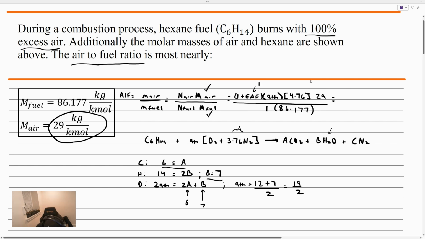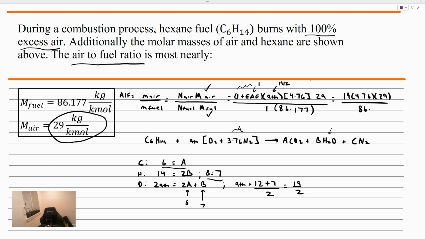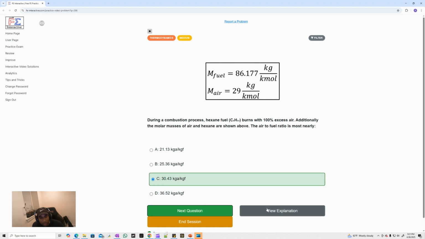If we go ahead and plug in that 19 over 2 value here as our stoichiometric coefficient, we see that 19 over 2 and this 2 from the 1 plus excess air fraction is going to cancel. We have a 19 times 4.76 multiplied by 29 divided by 86.177. The units on that is kilograms of air per kilograms of fuel. And it turns out to be around 30.43. Okay, so this is the answer. Let's go ahead and check that answer. 30.43. We did get it right.